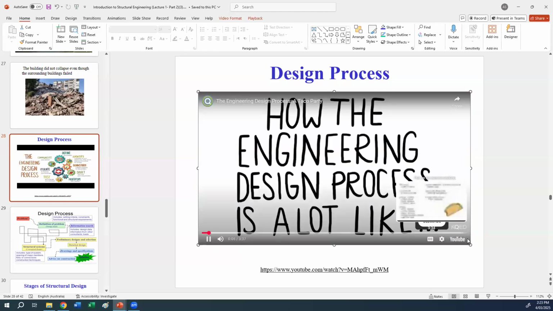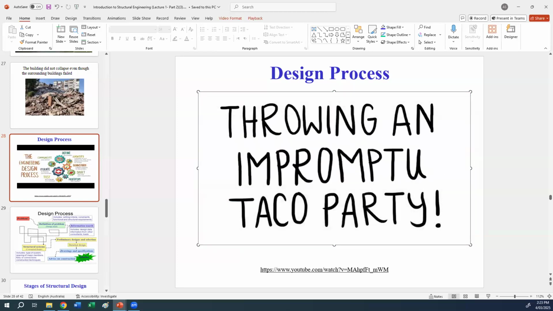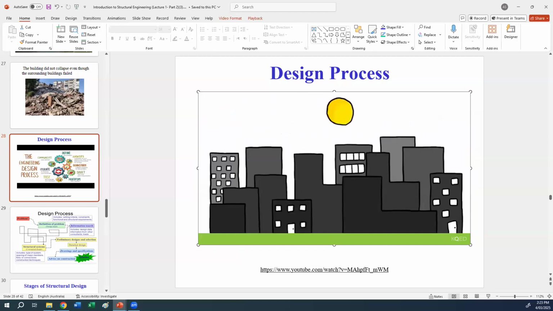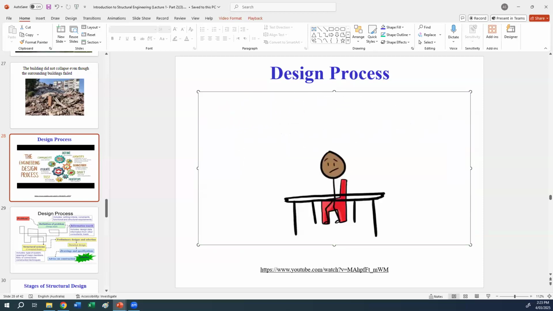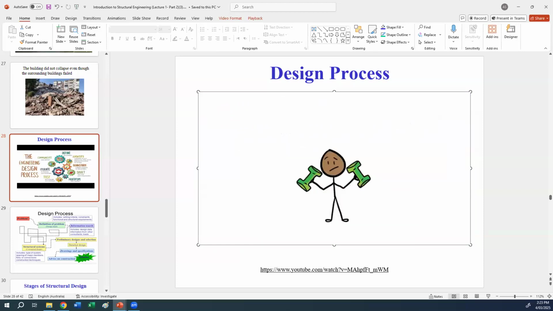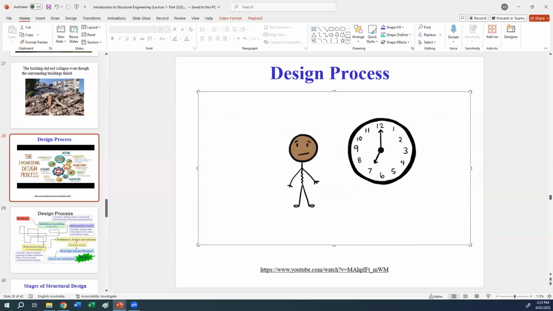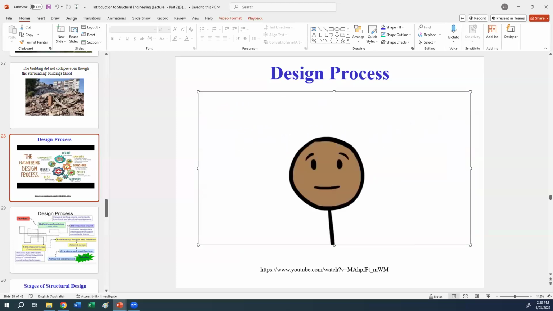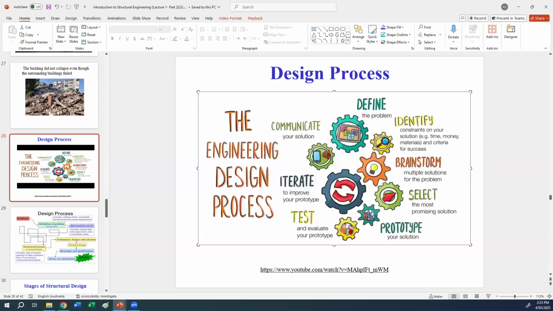The engineering design process is a lot like making tacos. Here's how. Let's say you've had a long day. Maybe you've gone to class. Maybe you just got off work. Maybe you just finished an intense workout session. It's now 7 o'clock and you're hungry, but you've got friends coming over in half an hour. So what do you do? You go through the engineering design process.